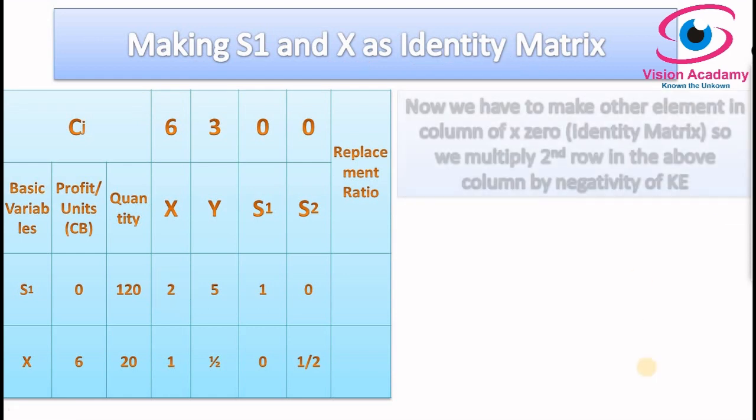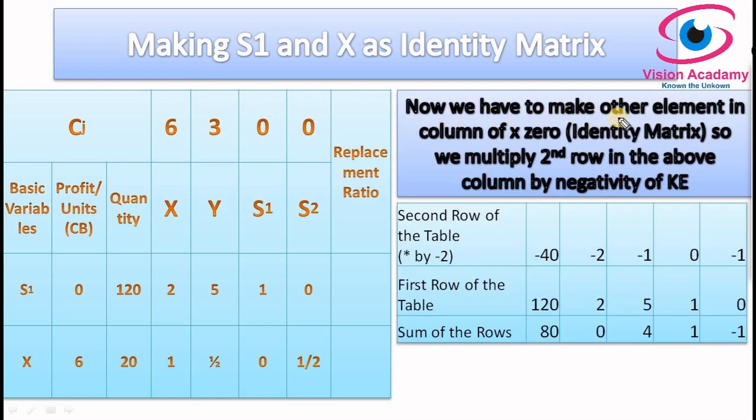So I have made unity. Look here, now we have to make the other element in the column of X 0. In the column of X, that means this value must become 0. Then it will form an identity matrix. So we multiply the second row by the negative of the key element. Key element, as we know, in the earlier problem was 2. So we will make the key element negative and multiply the second row to form an identity matrix. We just want to make a 0 in this column, the X1 column.